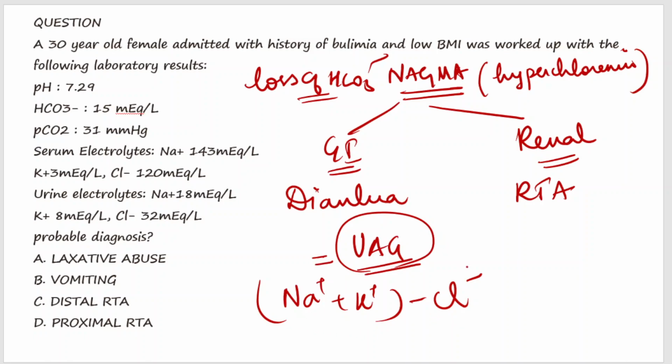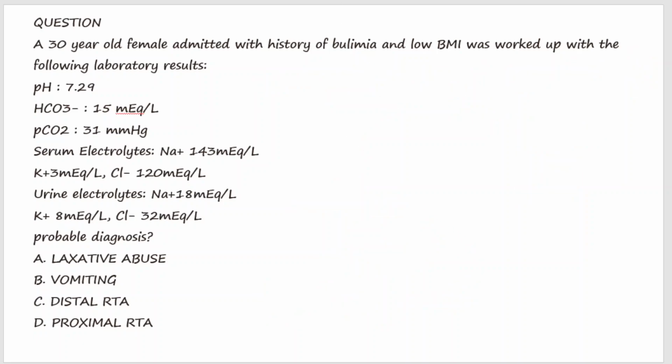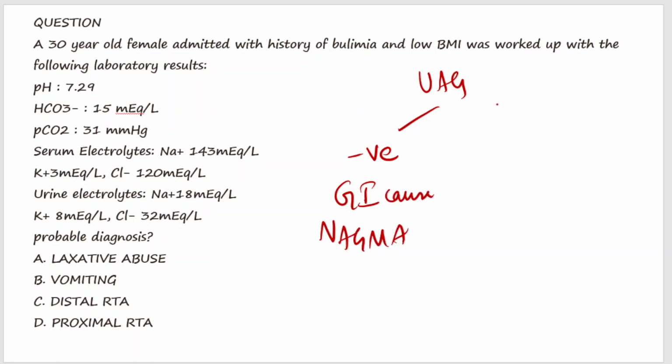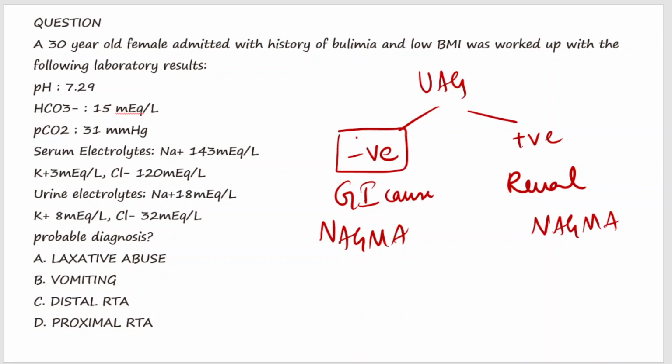If the urinary anion gap is negative, then that will be a GI cause of normal anion gap metabolic acidosis. If the urinary anion gap is positive, then that will be a renal cause of normal anion gap metabolic acidosis. So a negative urinary anion gap indicates a GI cause like diarrhea, and a positive urinary anion gap indicates a renal cause, which can be renal tubular acidosis.